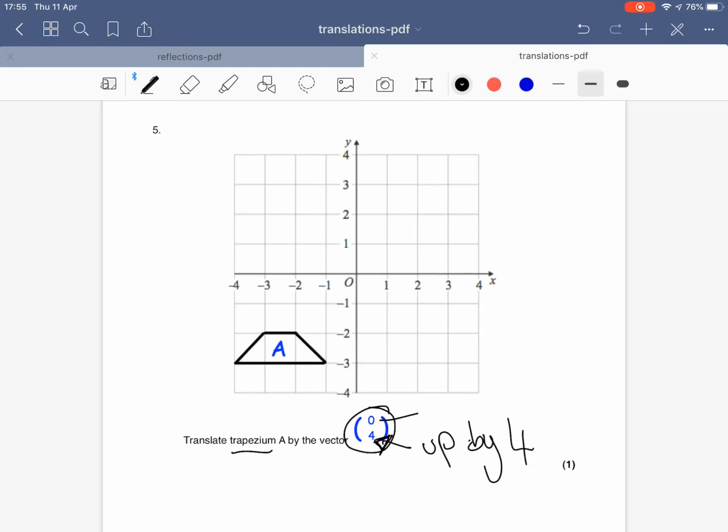So basically, all this shape needs to do is move itself up by 4. So, let's pick our points. So this one is just going to go directly up by 4.